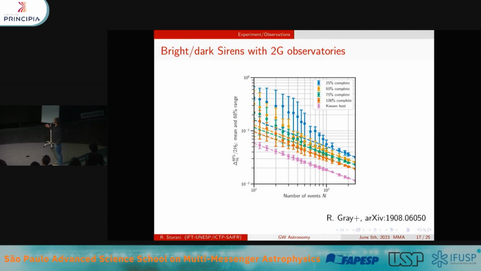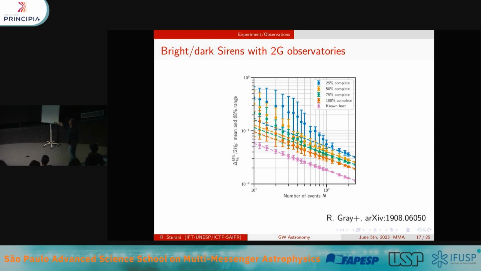So this is what happens with the error, the precision on the Hubble constant, if you accumulate 20, 30, 40, 100 detections, all of them with the electromagnetic counterpart. So for 100 detections with electromagnetic counterpart, you measure H naught with less than 2% precision. But this is a dream. I mean, most of our detections are without electromagnetic counterpart.